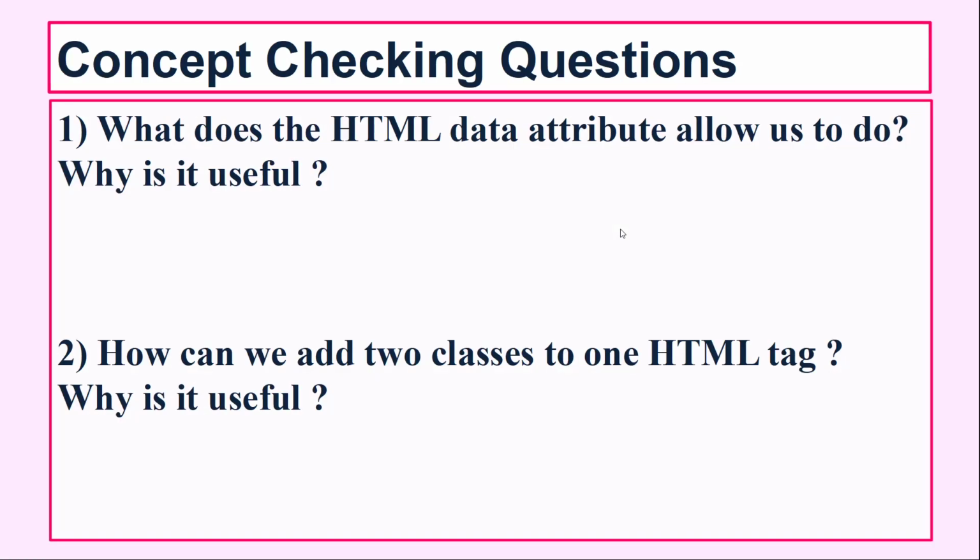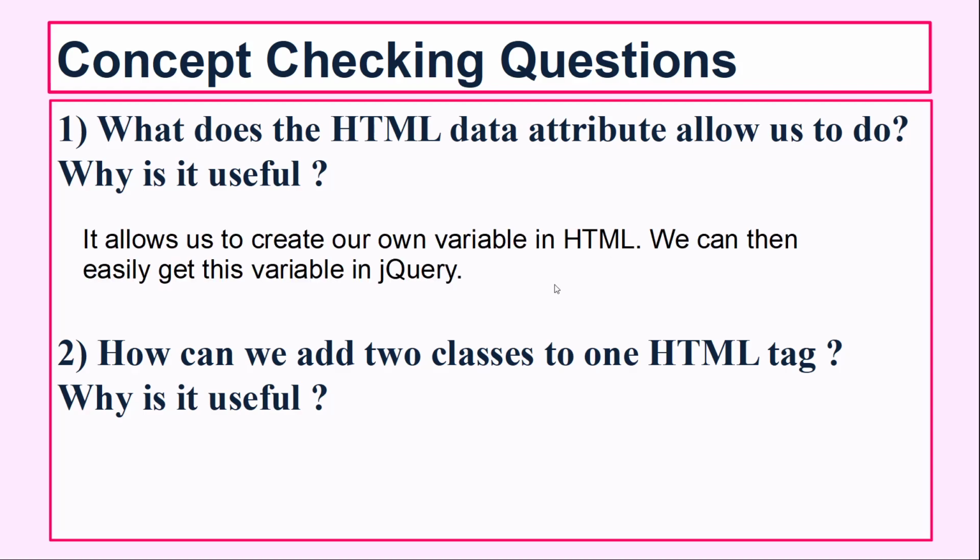Let's have a look. So what does the HTML data attribute allow us to do? Well, it allows us to create our own variable in HTML, and then we can assign data to it. The reason why that's really useful is then we can easily get this variable in jQuery. jQuery is a really easy language to get and manipulate the DOM in HTML. So the fact that we can put this value in HTML means it's really easy to work with it in our JavaScript.